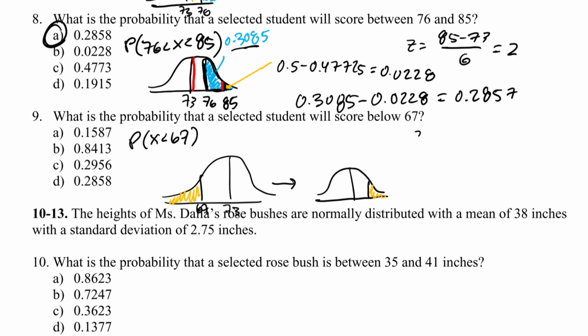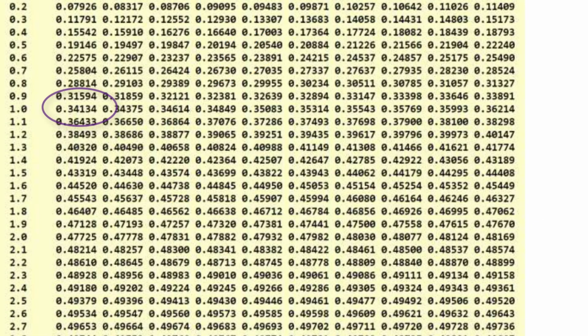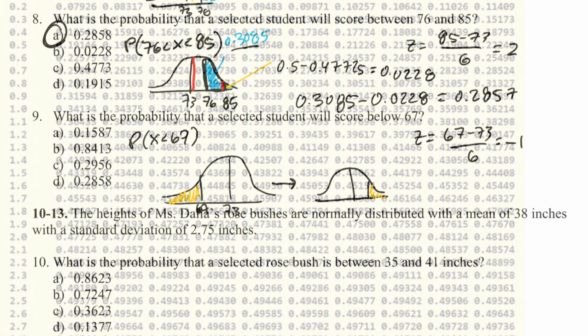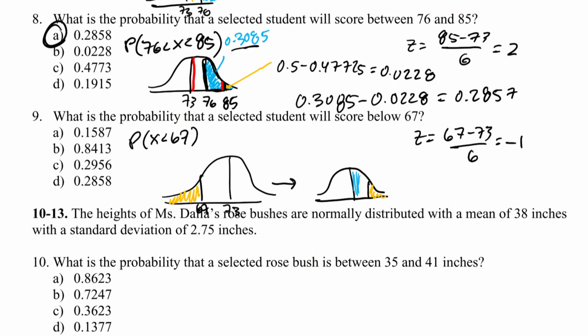Alright, so let's get a z-score here. We have 67 minus our mean over 6. I get a z-score of -1. Now my table doesn't have -1. I can look up +1 instead. So when we look up positive 1, I get 0.3413. Where does that show up in my chart? That's this blue region here. So how do I get the gold region?